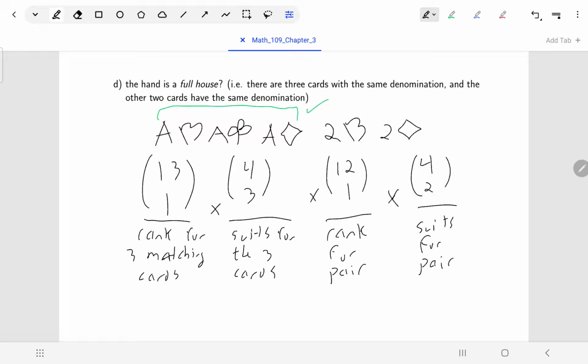So 13C1, we chose the rank for the three of a kind, then 4C3, the suits, then 12C1, the rank for the pair, and 4C2, the suits. That gives us 3,744 possible ways to select a full house.